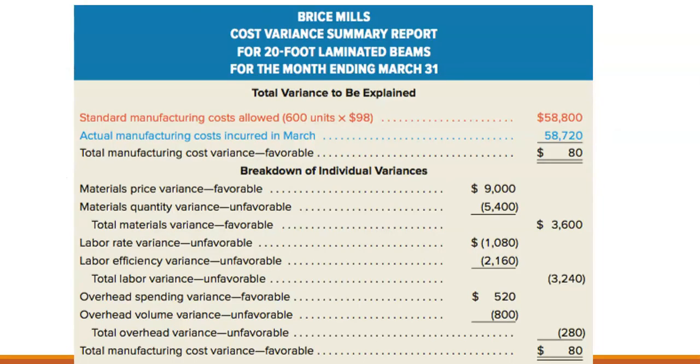So we're going to recap what those variances were that we talked about. We had a total materials variance that was favorable, a total labor variance that was unfavorable, and a total overhead variance that was unfavorable. All together, we had a total manufacturing variance that was $80 favorable.